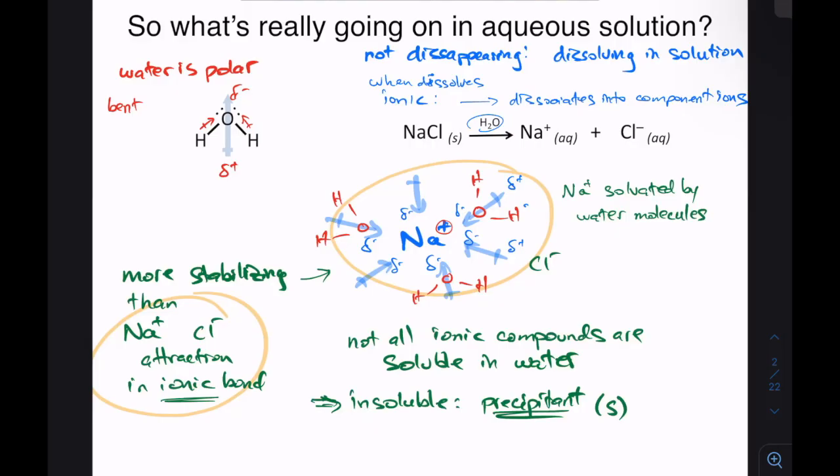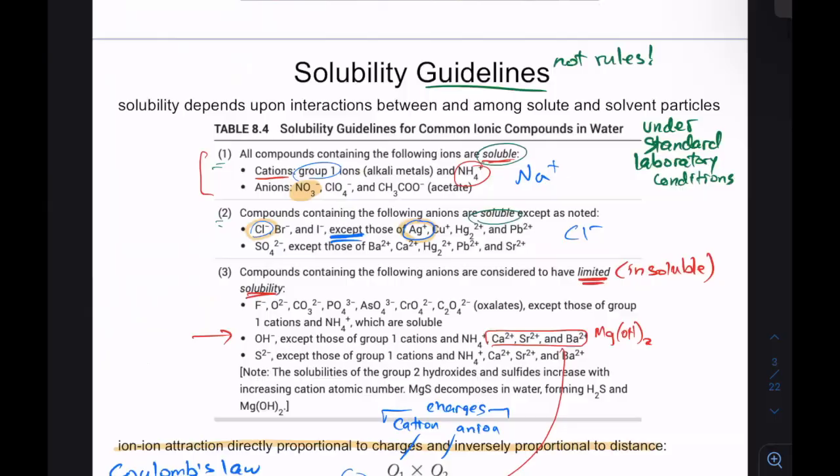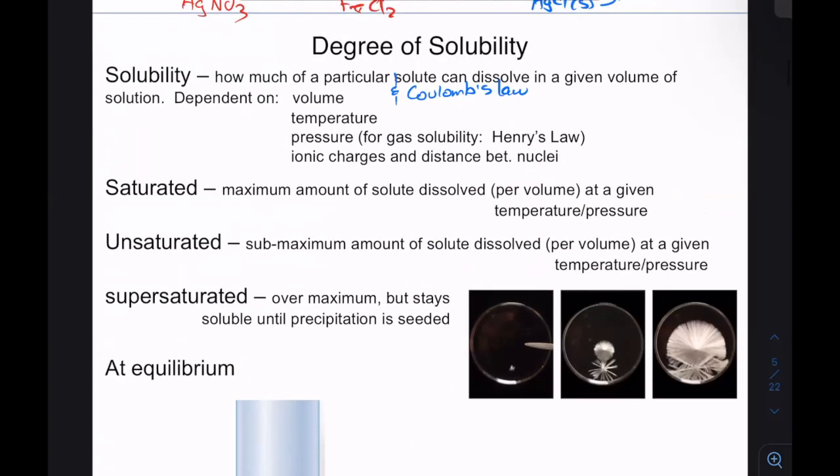Okay? If we keep adding sodium chloride to this water, at some point when we run out of enough water molecules to solvate everything, now it's going to go back to the attraction it started with, the ionic bond, and it will stay as a solid in solution. When that happens, we say that the solution has become saturated. Okay? So saturated solution, that's the maximum amount of solid that we can dissolve in that volume, given the pressure and given the temperature. Okay, those are other things.